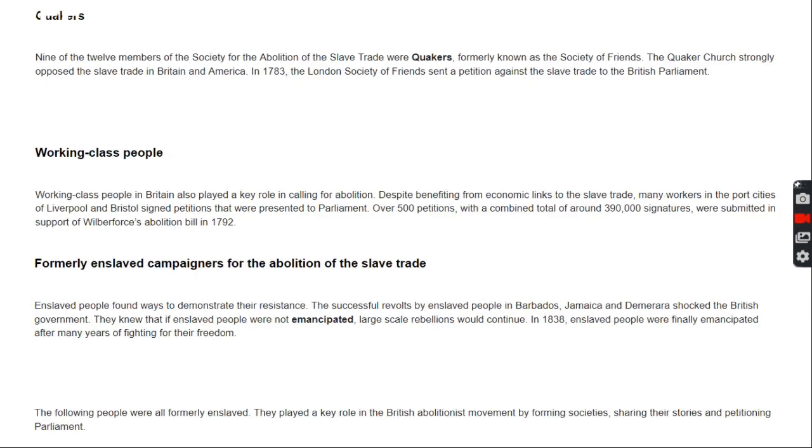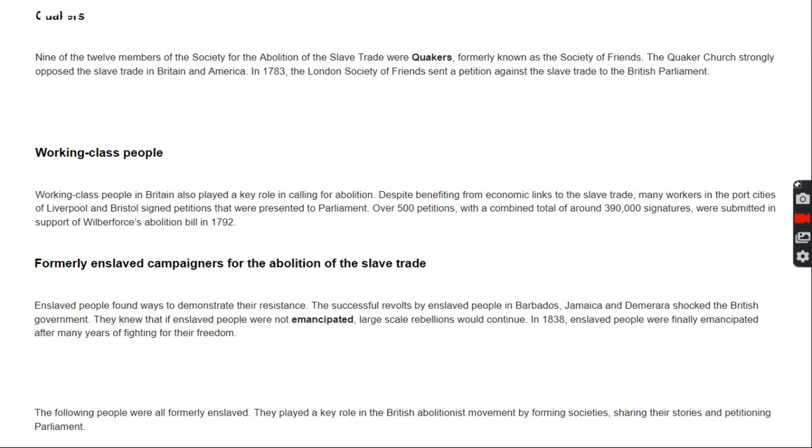Quakers. 9 of the 12 members of the Society for the Abolition of the Slave Trade were Quakers, formerly known as the Society of Friends. The Quaker Church strongly opposed the slave trade in Britain and America. In 1783, the London Society of Friends sent a petition against the slave trade to the British Parliament.